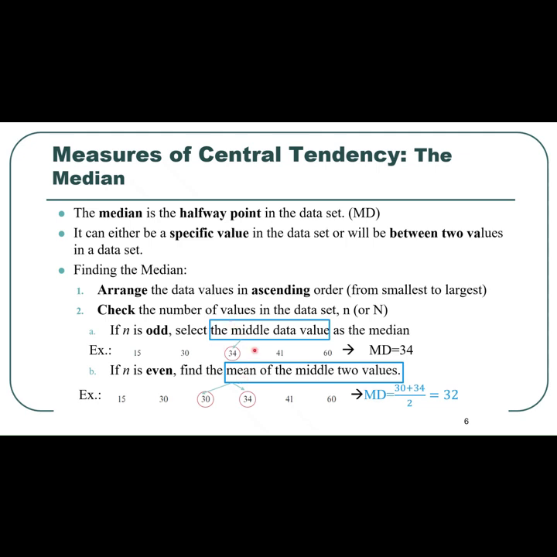So the middle value in an odd set is one of my observations, the specific value in my data set, while if n is even, the median is exactly in between my two values in the middle. It's the average of these two.